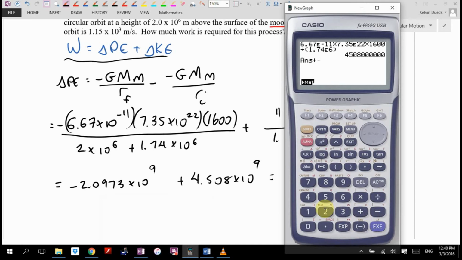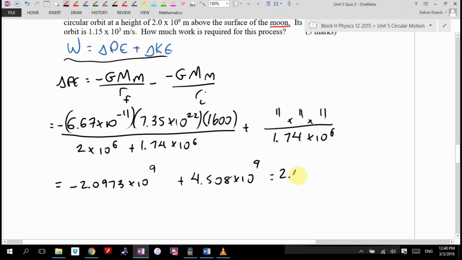Plus negative 2.0973 times 10 to the 9th. So my change in potential, 2.4107 times 10 to the 9th. I'll come back to that.